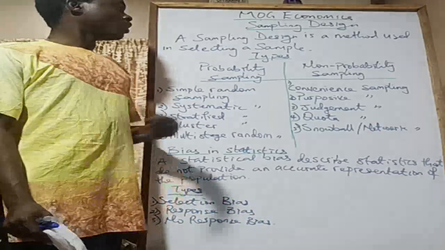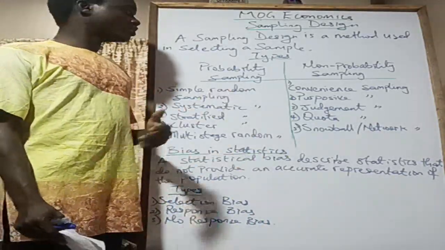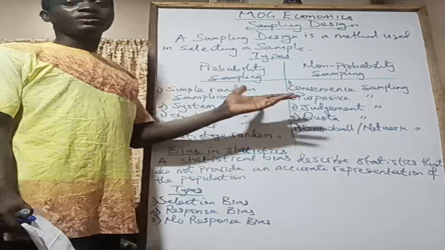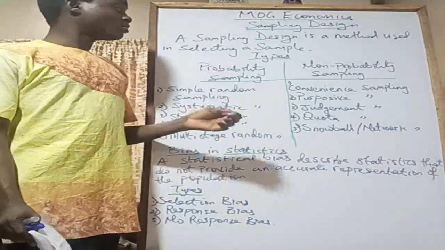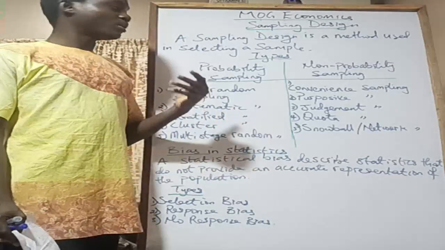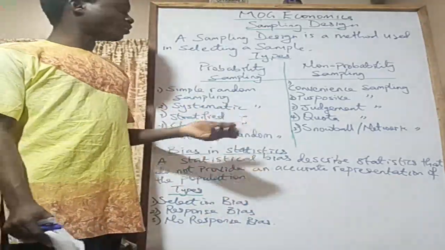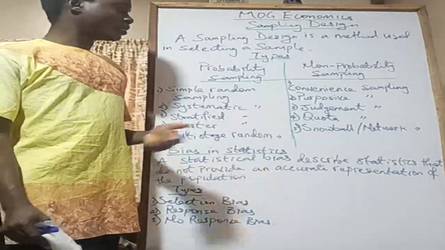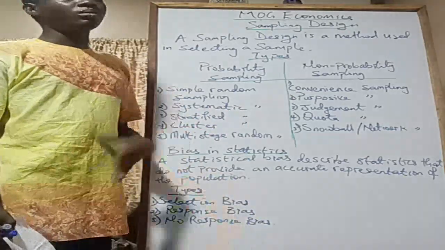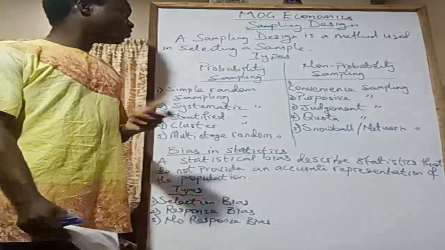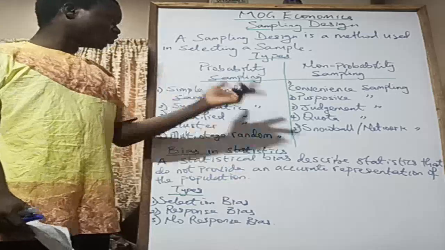Now, under the non-probability sampling methods, you can make use of the convenience sampling method to get your sample. You can use the purposive sampling method. You can use the judgment sampling method. There's a quota sampling method, and then snowball network sampling method, and so on and so forth. So I'm basically going to talk about two here and two over there.